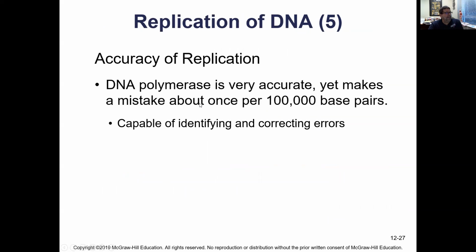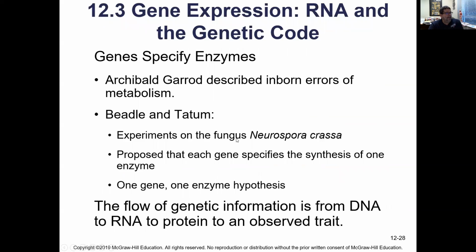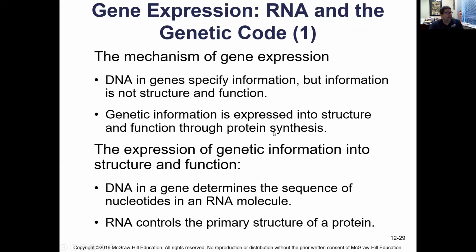Accuracy of replication, look at that, 1 error per 100,000 base pairs. And then they have the capacity to identify and correct those errors. Then the next thing is, what do all these nucleotides represent? Beadle and Tatum suggested a one gene, one enzyme hypothesis, right? And the flow of genetic information goes from DNA to RNA to protein production.